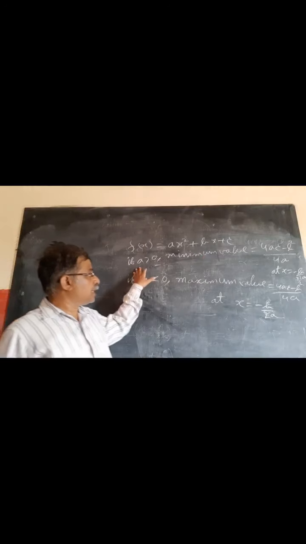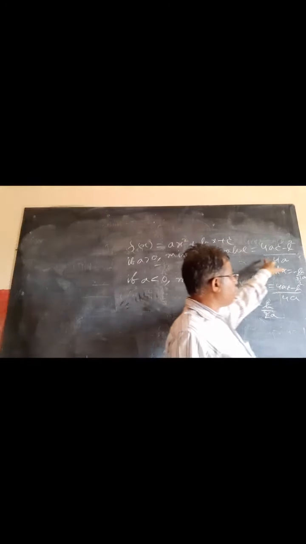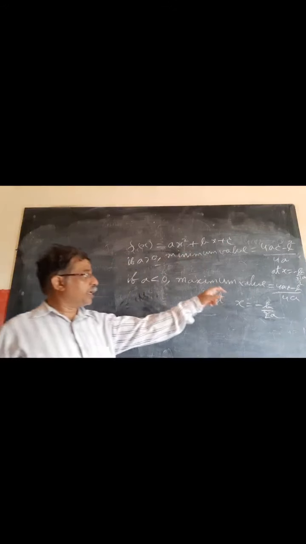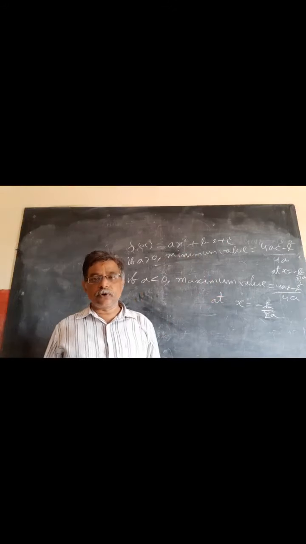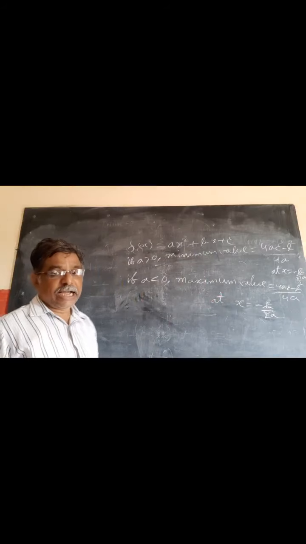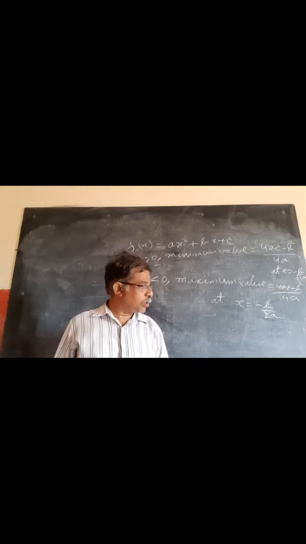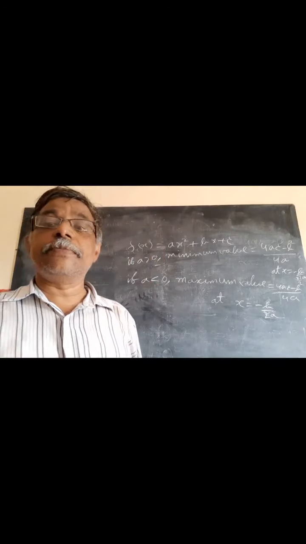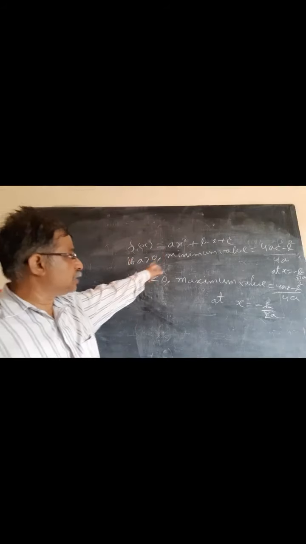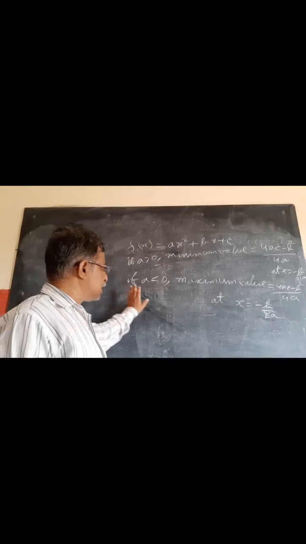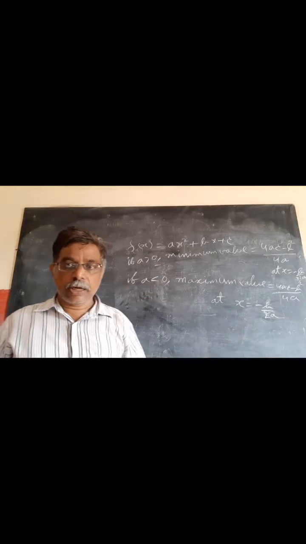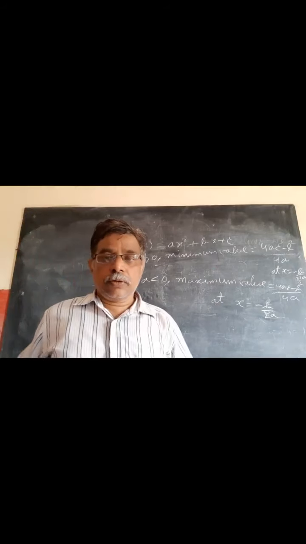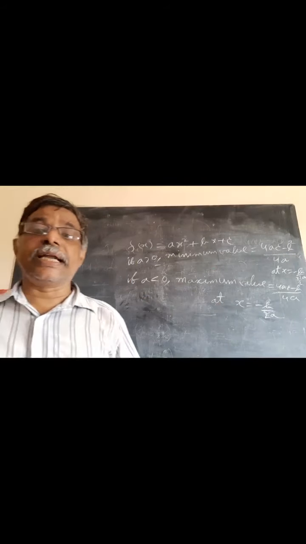So the maximum value or minimum value of a quadratic expression is always 4ac minus b square by 4a, and it exists at x equal to minus b by 2a. If a is more than 0, then it is minimum. If a is less than 0, then it is maximum. That's it. Values are same. We will discuss the remaining in the next class.